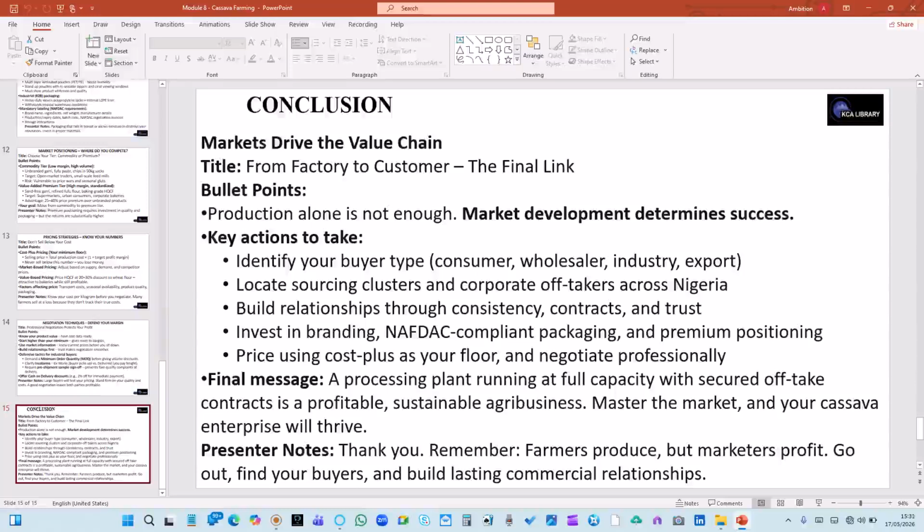The final message here is that a processing plant running at full capacity with secured offtake contracts is a profitable, sustainable agribusiness. Therefore, master the market and your cassava enterprise will grow.